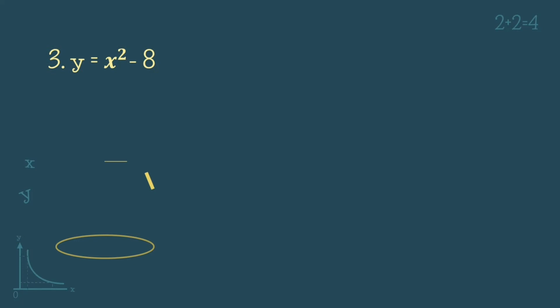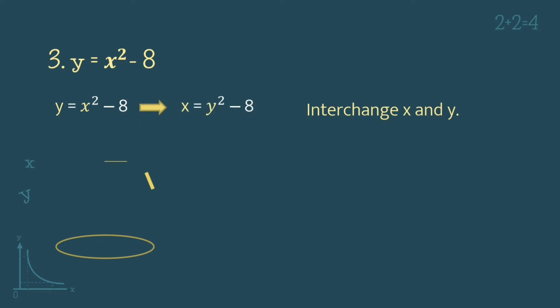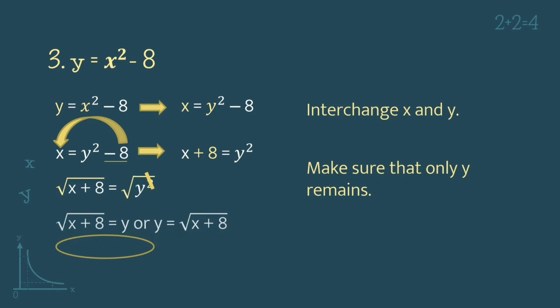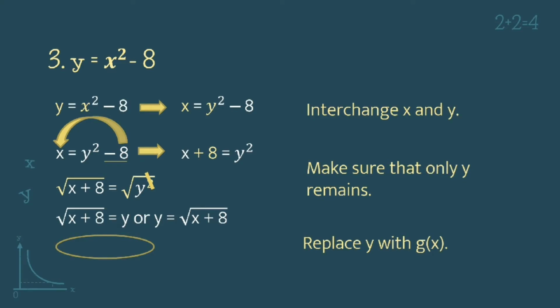There are times, like here, when the given is already a y instead of f of x. In this case, we can forgo the first step and go directly into interchanging x and y. Again, next, we have to make sure that only our y remains. So first, let us transpose our negative x to the other side, not forgetting to change its sign. Next, in order to get rid of the square beside y, let us square root both sides. And after replacing y with g of x, we now have our final answer.